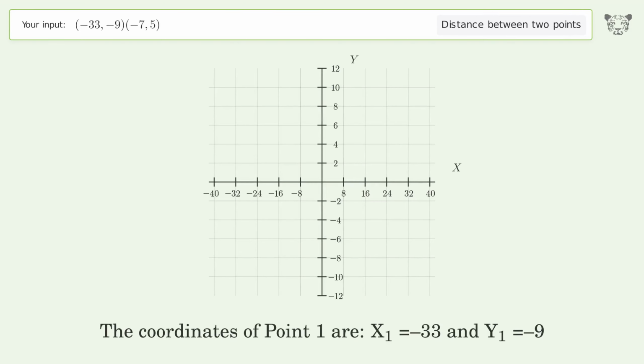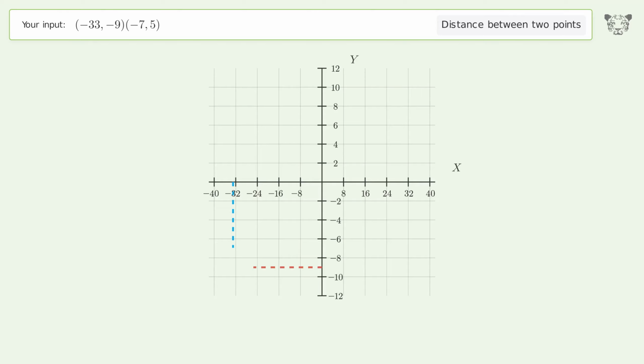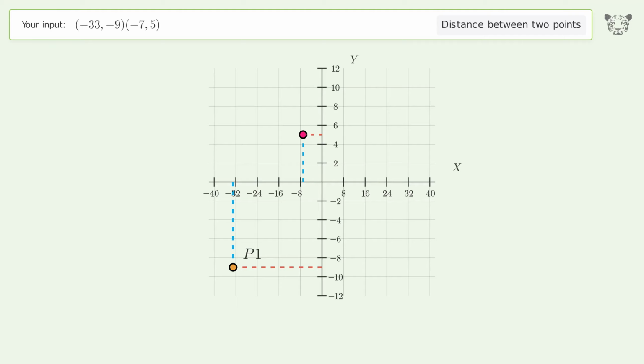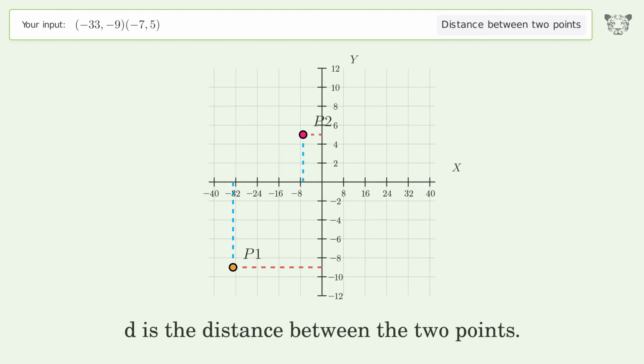The coordinates of point 1 are, x1 equals -33 and y1 equals -9. The coordinates of point 2 are, x2 equals -7 and y2 equals 5. D is the distance between the 2 points.